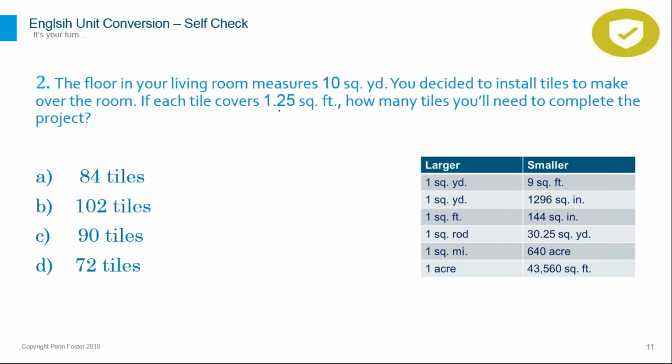So now the area is given in square yards, but one tile covers that much in square feet. What should I do to figure out the number of tiles I need to complete the makeover project? I'm going to leave that screen until you get the information down and then go to the other screen.